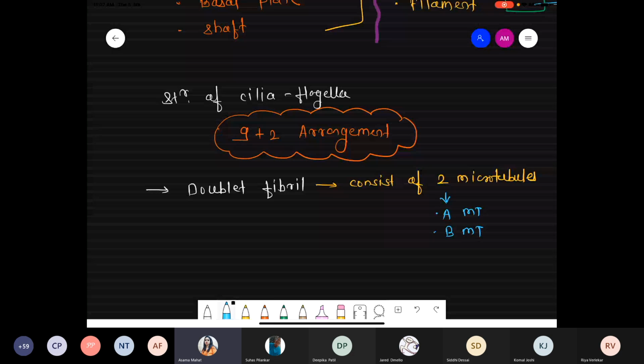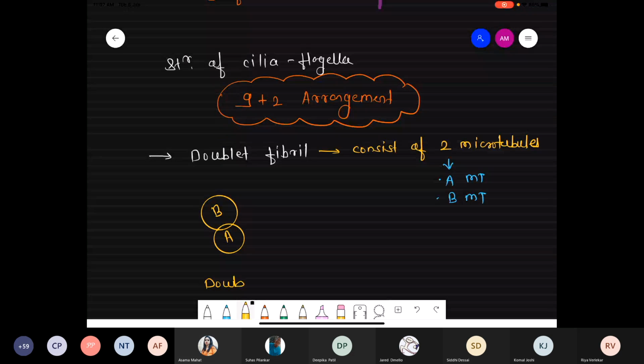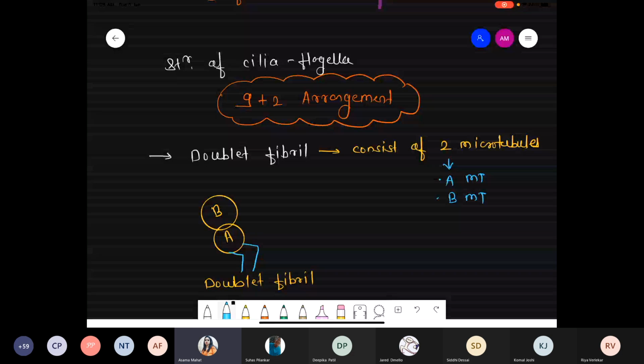So we try to understand the structure. This is our A, attached to B, and this structure is called the doublet fibril. One important point we just discussed: for eukaryotic cilia and flagella there is a requirement of energy in the form of ATP. So there is a specific protein which is associated with the doublet fibril.